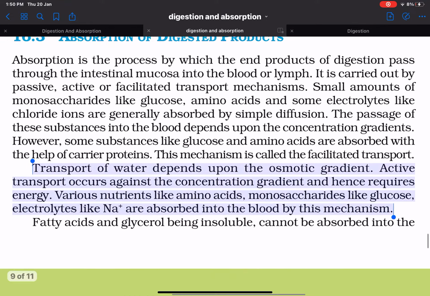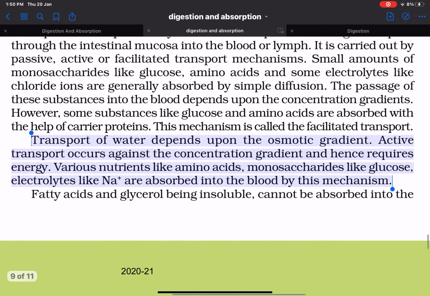Transport of water depends upon the osmotic gradient. Active transport occurs against the concentration gradient and hence requires energy. Various nutrients like amino acids, monosaccharides like glucose, and electrolytes like Na+ are absorbed into the blood by this mechanism.